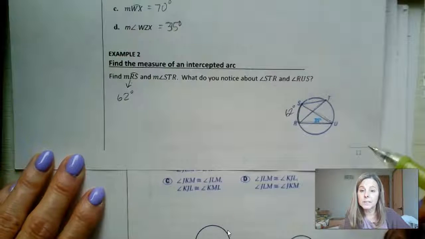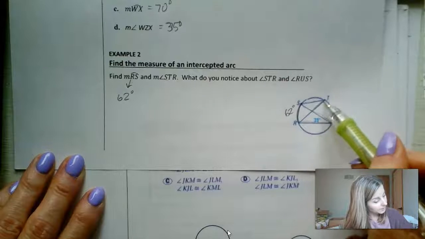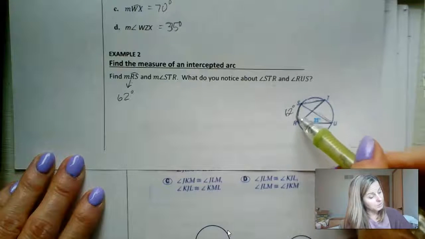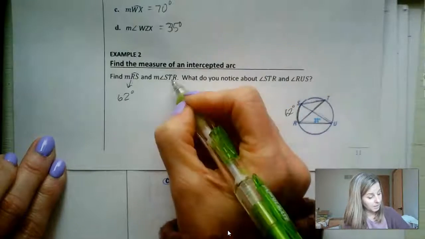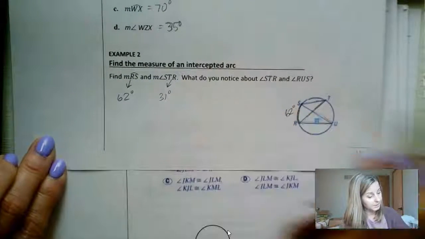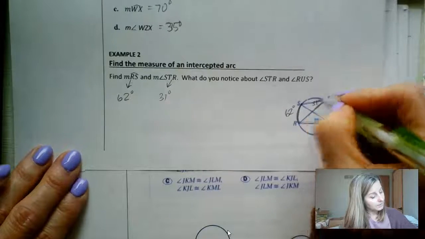Find the measure of angle STR. So that's this angle right here. Okay, well, it corresponds to the intercepted arc of 62, so I can just divide by 2 to go back. So now I'm back to 31 degrees. What do you notice? And actually, let's add that to the diagram.